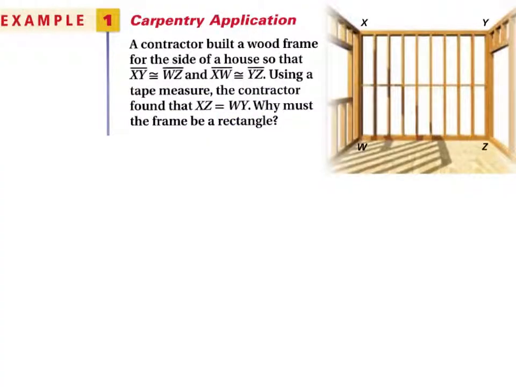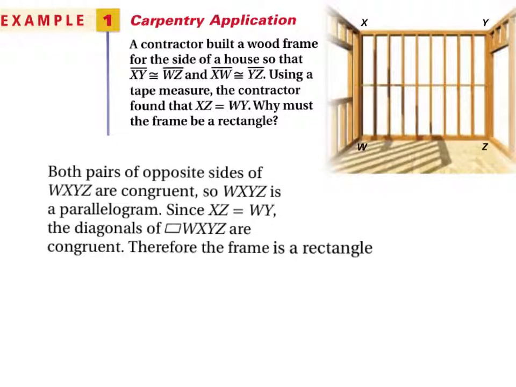Example 1. If a contractor built a wood frame for the side of a house so that segments XY and WZ were congruent and segments XW and YZ were congruent, using a tape measure, the contractor found that the length of XZ is equal to the length of XY. Why must the frame be a rectangle? Well, here's the reason why. Both pairs of opposite sides of WXYZ are congruent. So WXYZ is a parallelogram.